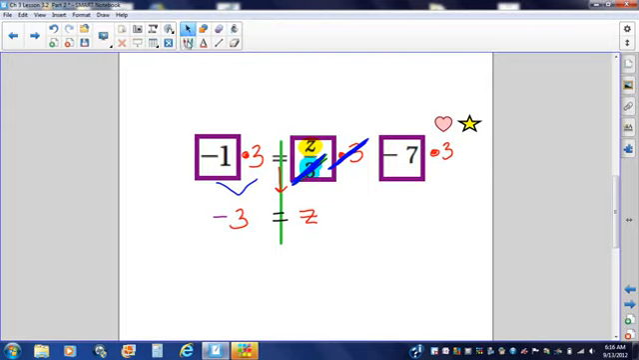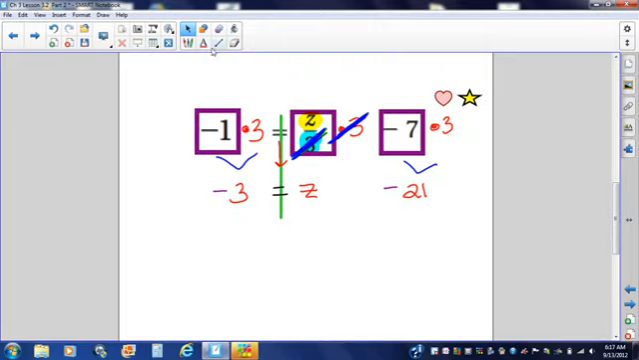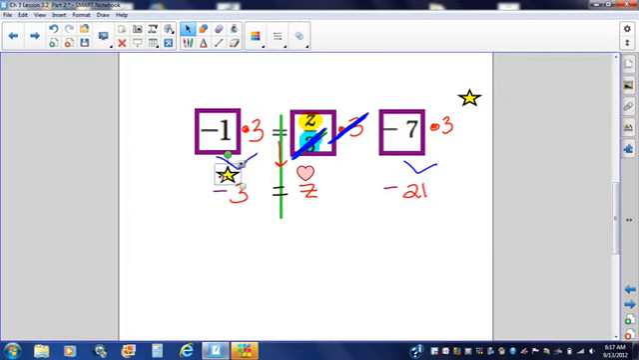Now I'm going to multiply here. Negative 7 times 3 is going to give me negative 21. So this is my equation so far: negative 3 equals z minus 21. The next thing I'm going to do is hearts and stars. That's going to be a heart. This will be a star. This will be a star.